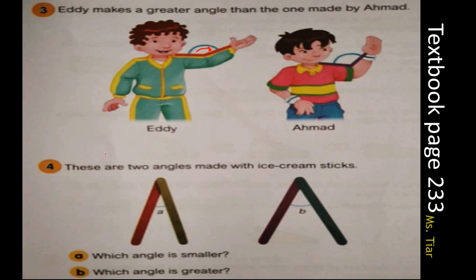Get it? Number 4, there are two angles made with ice cream sticks. Which one is smaller? Which one is greater? If you want to ensure that the angle is bigger or wider, just check the area inside here. If you compare A to B, A is narrower than B, right? So we can say B has a greater angle than A. So over here, the answer is angle A is smaller, and the greater one is angle B.